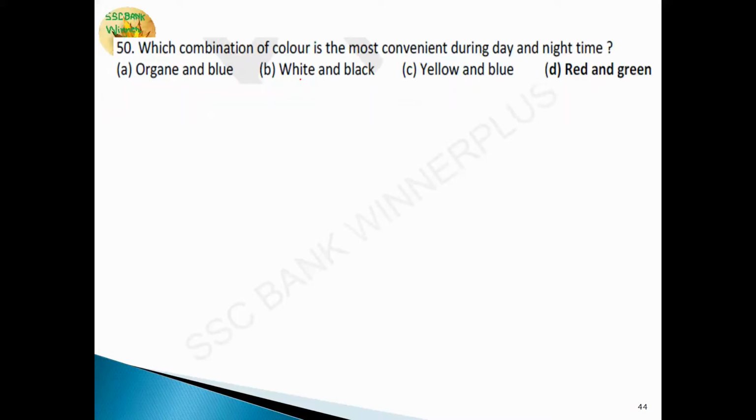Which combination of colors is the most convenient during day and night time? The answer is red and green. This is from the primary colors. We have three: red, blue and green. So red and green, both these colors together, are the most convenient during day and night time.